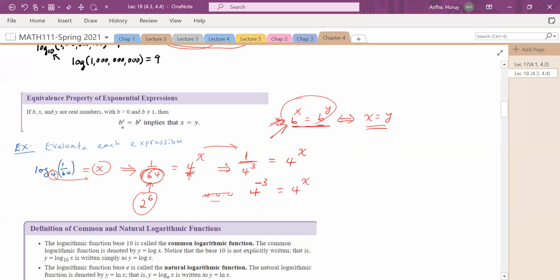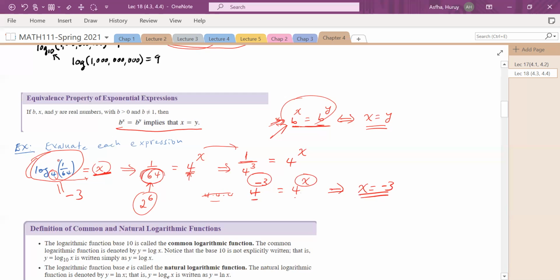Now let's go back to this one. We have b to the power of x equals b to the power of y, which implies this. We have our base 4, and we have these two exponents. Since the bases are the same, this implies x has to be -3, so that these two numbers will be equal. That means we have solved, because our x is the whole thing that we wanted to evaluate. So this is basically -3 when we evaluate this one.